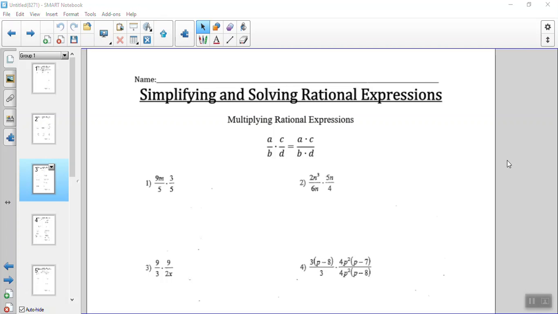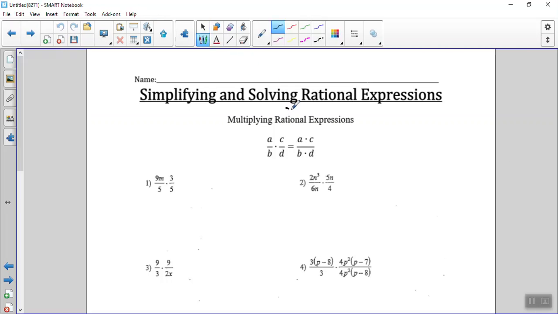Alright class, in this lesson I'm going to show you how to multiply rational expressions, and remember that it's a rational expression when you see a division symbol. You have a numerator and a denominator. When we're multiplying rational expressions, they're pretty easy. You just multiply straight across. For example, if you have a over b times c over d, you multiply a times c divided by b times d, and then you simplify from there.